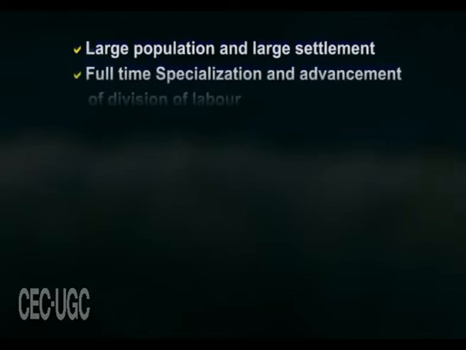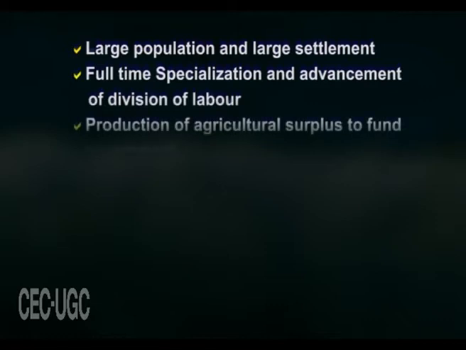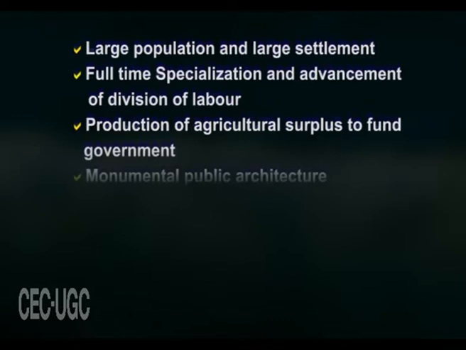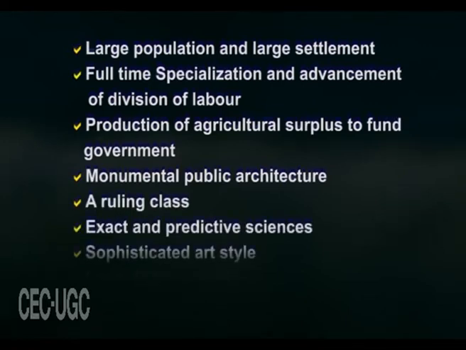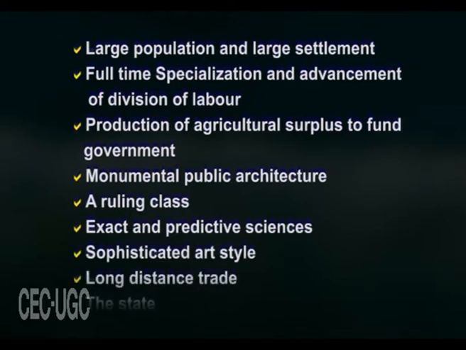Based on his discussion on the Neolithic Revolution and civilization, Childe listed 10 basic characteristics of the urban revolution, such as large population and large settlement, full-time specialization and advancement of division of labor, production of agricultural surplus to fund government, monumental public architecture, a ruling class, exact and predictive sciences, sophisticated art style, long-distance trade, and the state. Thus, the urban revolution marked the significant development of human society, and a number of urban civilizations in the world, including the Indus Valley, flourished.